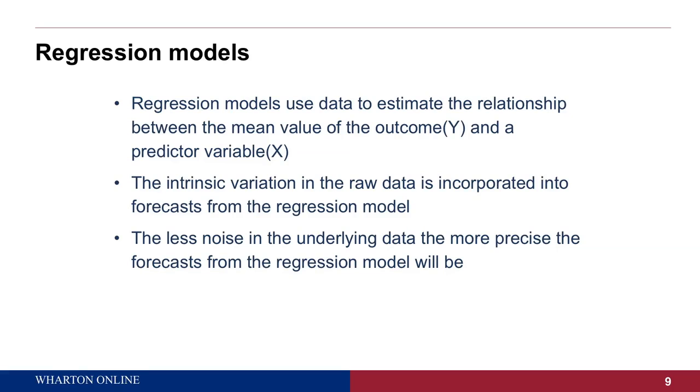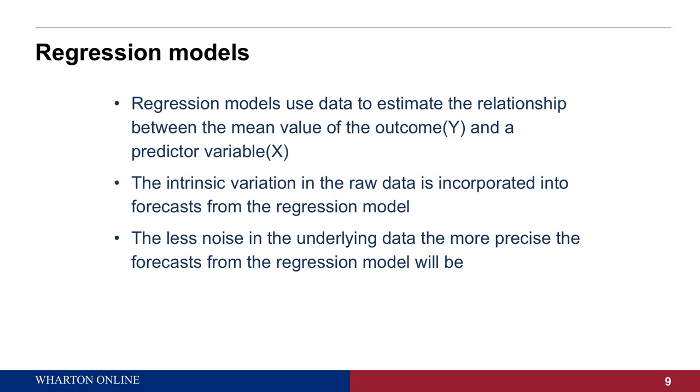So to summarize, regression models use data, and they use that data to estimate the relationship between the mean or the average value of an outcome, let's call that y, and a predictor variable x. So going back to the diamonds example, what our regression model is going to do is give us the expected price of a diamond for any given weight. The intrinsic variation in the raw data, and by that I mean those points were not lying along a straight line exactly, is incorporated into the forecast. It's propagated through the regression model, and we are then able to create a prediction interval for our forecast rather than a single best guess.